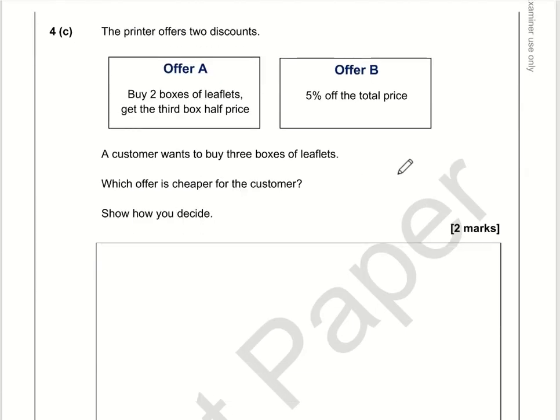4C, people will struggle with this one because they were like, well, how much is a box of leaflets? So what you could do, this is not how they do it in the mark scheme, but for me this is trying to get inside your head. This is probably going to be the easier way to work it out. Let's say 1 box costs £100. Nice, give yourself a nice easy number. Don't say a box is £67.32. So if you're in offer A, you're buying 2 boxes and get the 3rd half price, so that's 100 plus 100 plus 50, so that is 250.